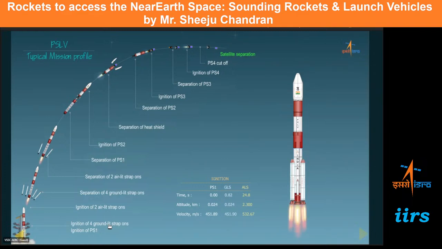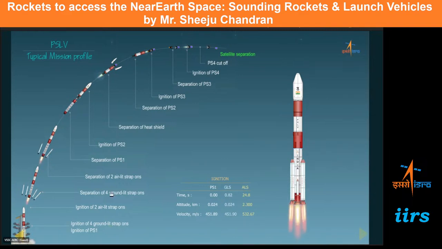So what is happening inside the rocket now? It is slowly consuming its propellant. It is slowly converting its propellant to high temperature, high pressure gases. And after it is converted into high temperature, high pressure gases, it is thrown out through a nozzle with very high velocity. Because of the reaction, it goes up.